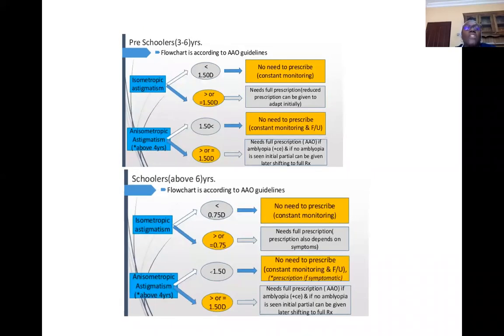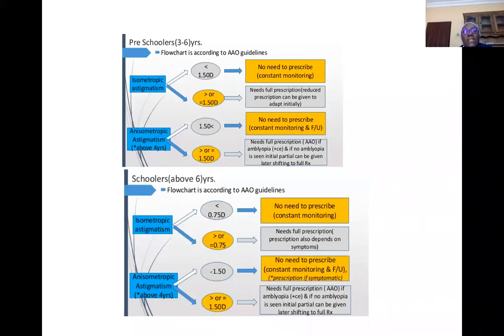This is when the child is in preschool. If it is less than 1.5, no need to prescribe. If it is more, it can be given so that the child can adapt initially. Then if it is due to anisometropia and the child is above 4 years, if it's less than 1.5, there's no need to prescribe, you can monitor. Then if there's amblyopia, partial correction can be given, shifting to full, and after that you can give the full treatment.